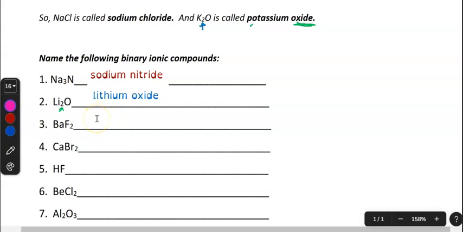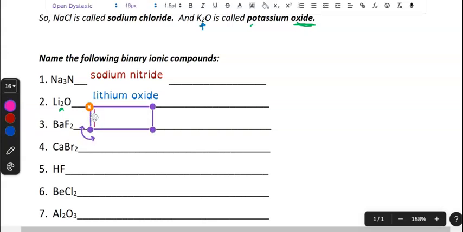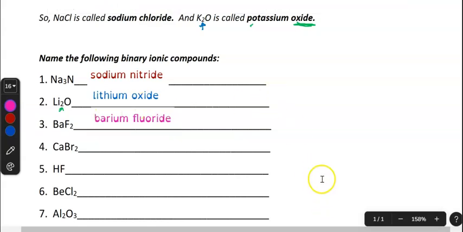All right, our next one here is BaF2. Now, this one's a little bit different because you only have one barium, that's Ba, for every two anions of fluorine. Again, you don't have to indicate anything for that little subscript of 2, but just name your cation. Your cation is barium. And your anion, it's not fluorine, it would be, say it with me, fluoride. Yes, barium fluoride. Very, very good.